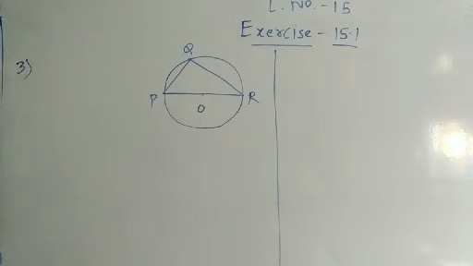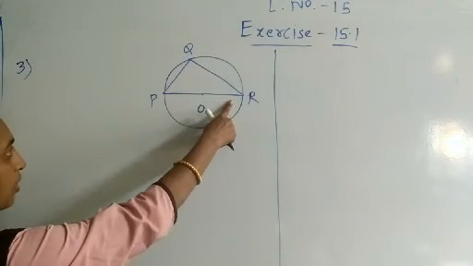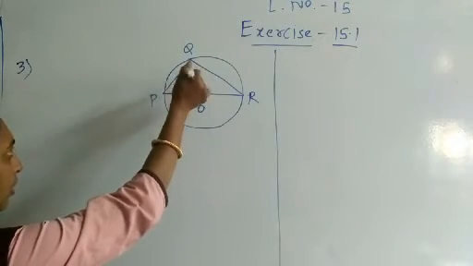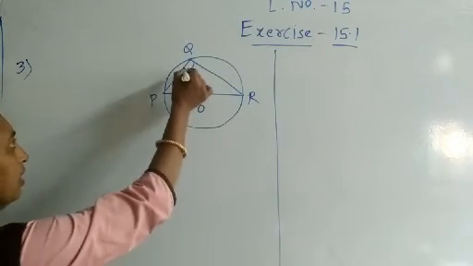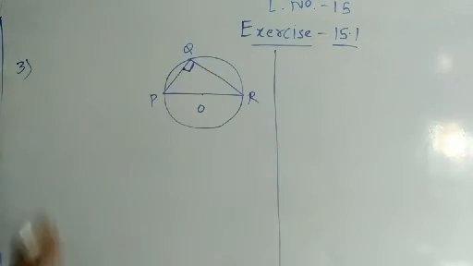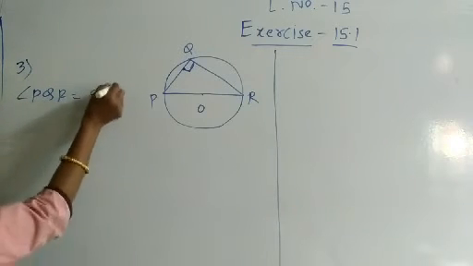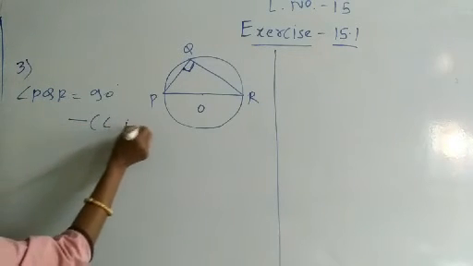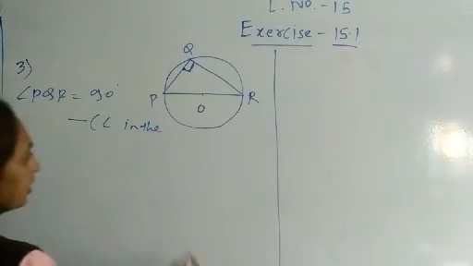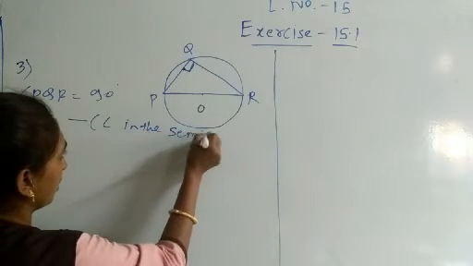Now in this question, this diagram is given. PR is the diameter and angle Q is in the semicircular region, so that's why this is 90 degrees. So we write here angle PQR is equal to 90 degrees because of the angle in the semicircular region.